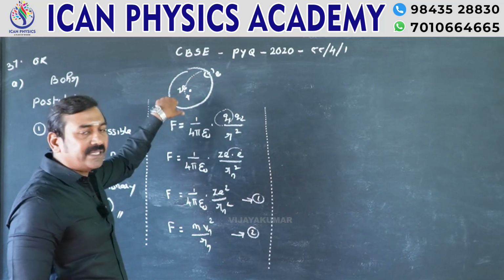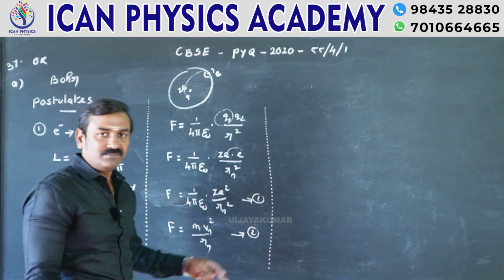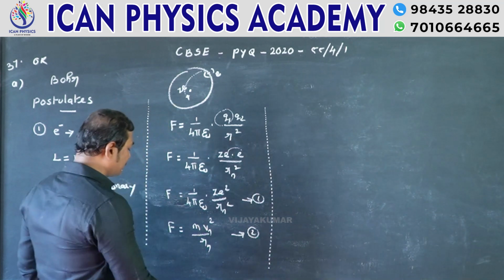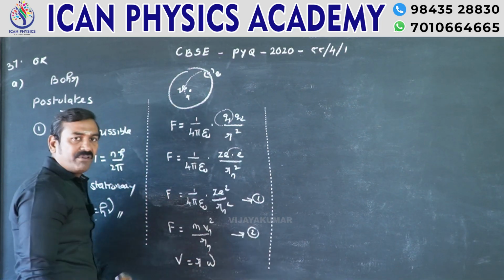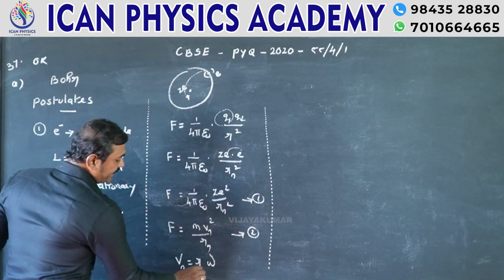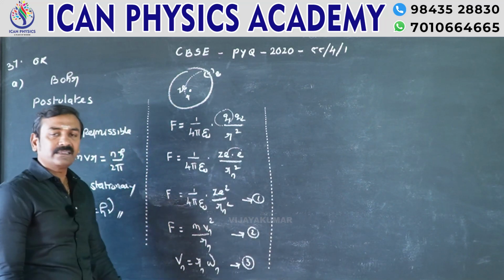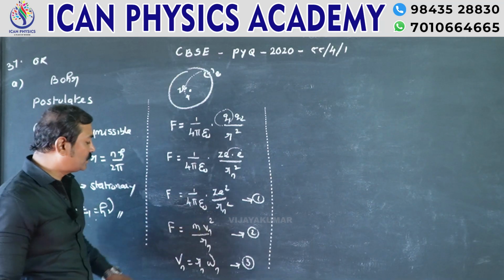But what happened to the electron? It moves in a circular path and it possesses angular velocity. So what is the relation between linear velocity and angular velocity? V equals r omega. For the nth orbit, we can write Vn equals Rn omega n. Now it's taken as equation number 3. Now substitute 3 in 2.